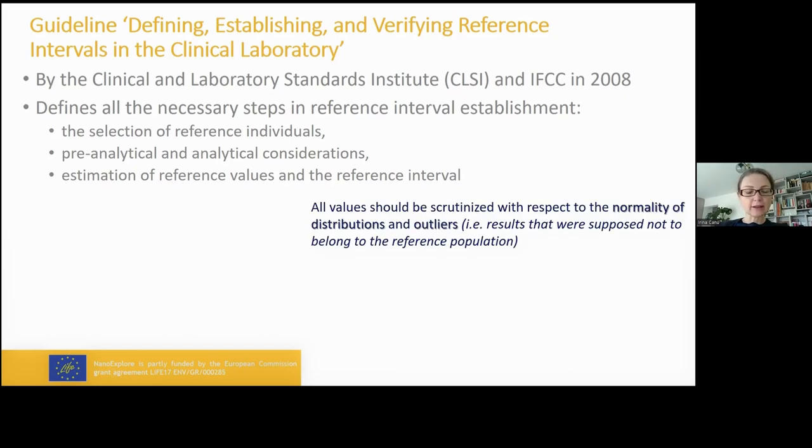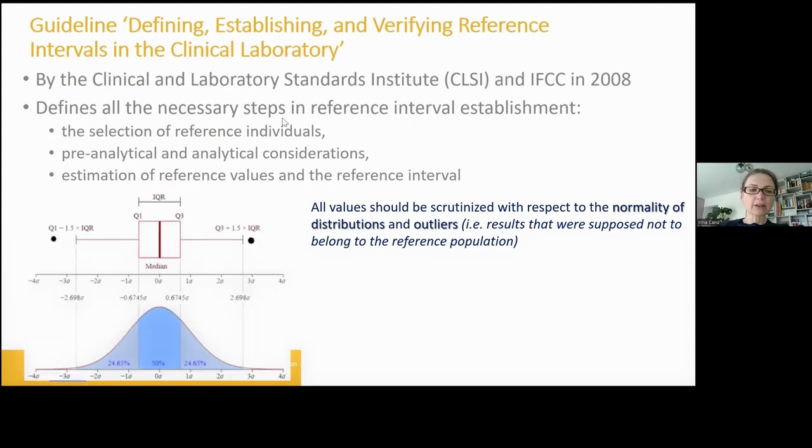Among these aspects, we have to pay a lot of attention to the examination of our reference distribution, especially with respect to the normality of this distribution and the presence of outliers. What are outliers? Outliers are measured values which are defined as values more or less than 1.5 interquartile range.